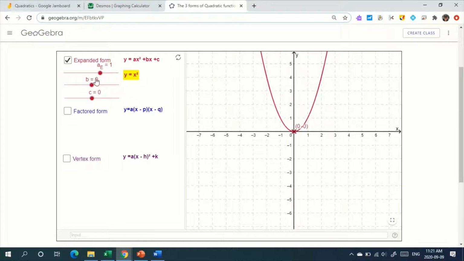Let's have a quick look at what this means. And just to note, I have put this GeoGebra applet in the links below, so have a look. It's quite fun to play with.